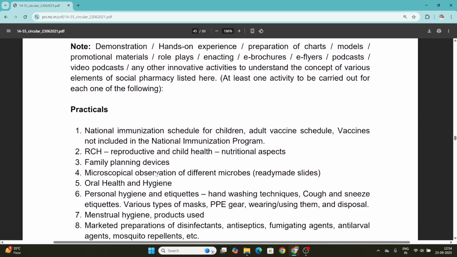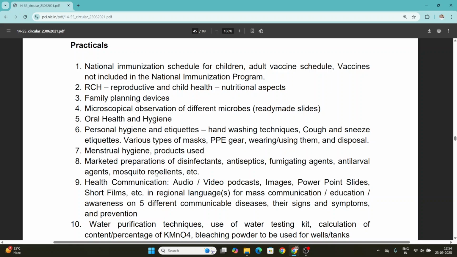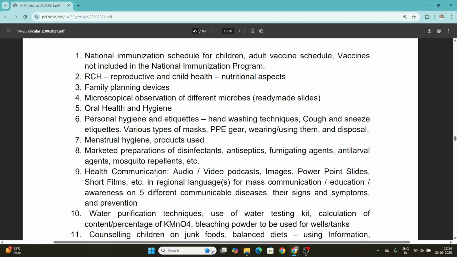Practicals. 1. National immunization schedule for children. Adult vaccine schedule. Vaccines not included in the national immunization programs. 2. RCH, reproductive and child health. Nutritional aspects. 3. Family planning devices. 4. Microscopical observation of different microbes. Ready-made slides. 5. Oral health and hygiene.